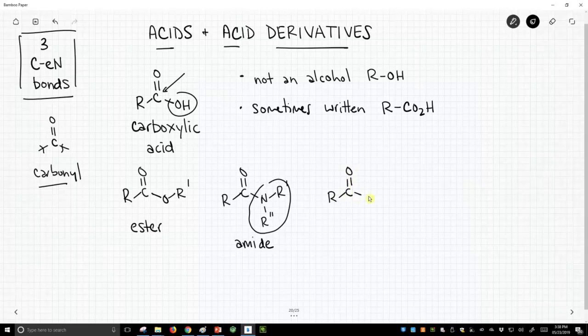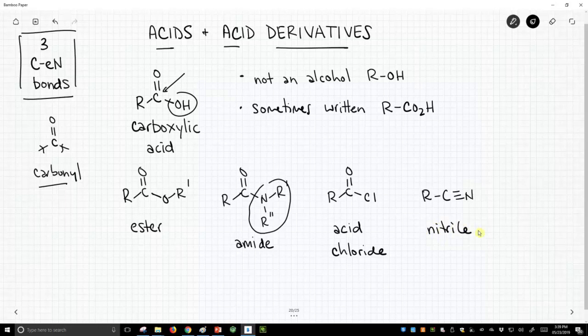Later in the course, we'll see a number of these kinds of compounds. This is called an acid chloride. And then the last example I'll show, there are many others, but the last one is a nitrile.